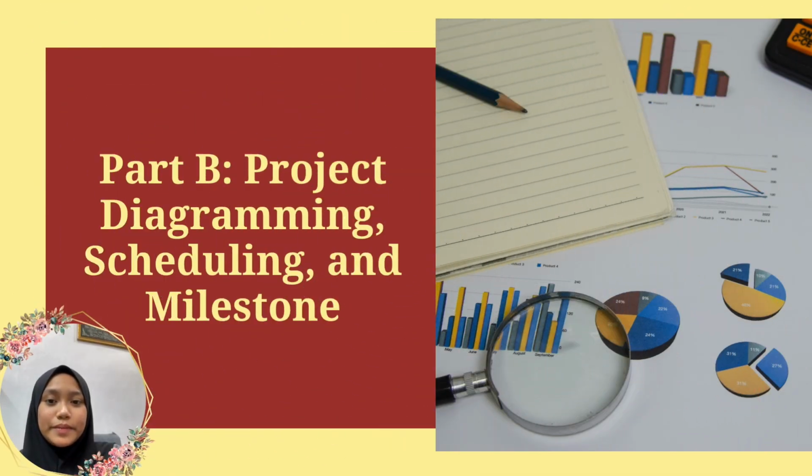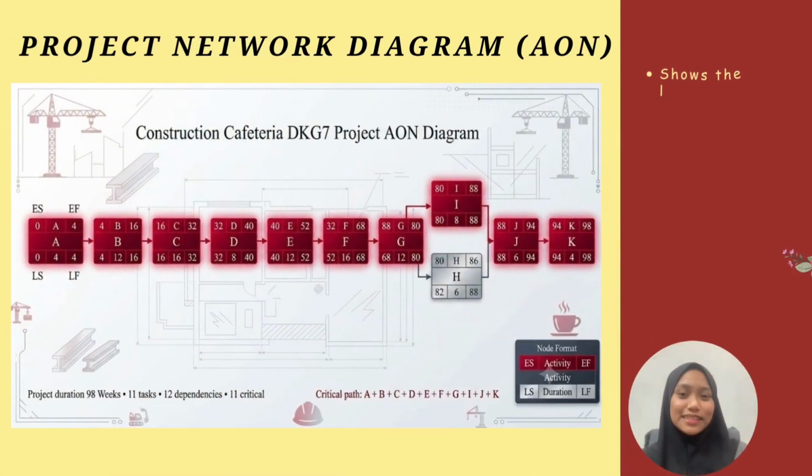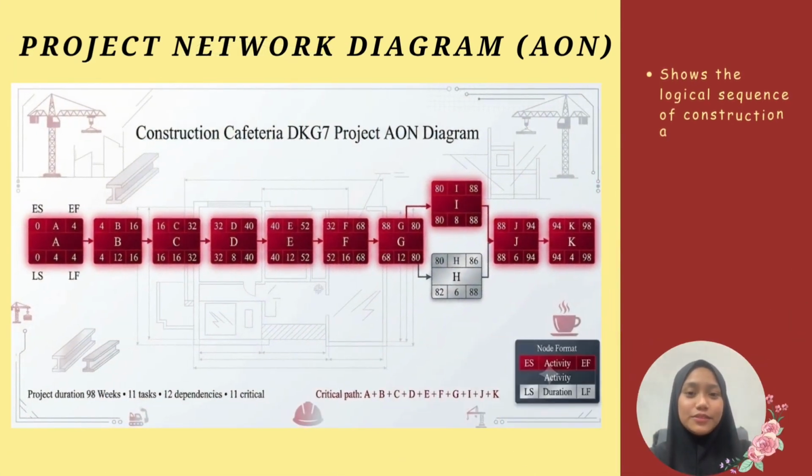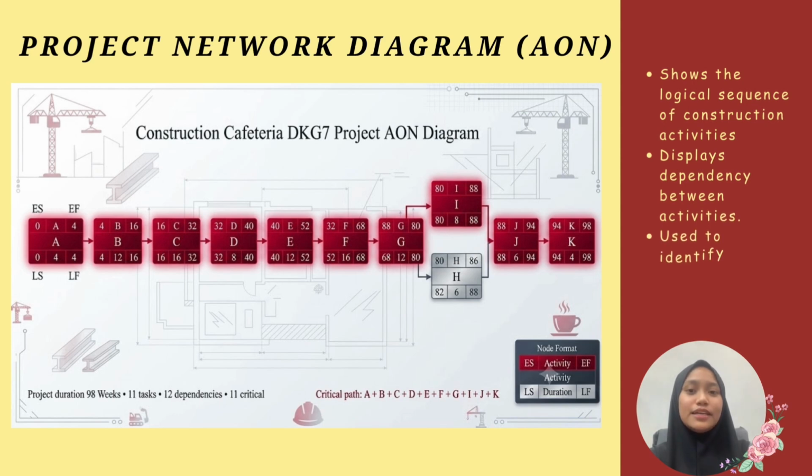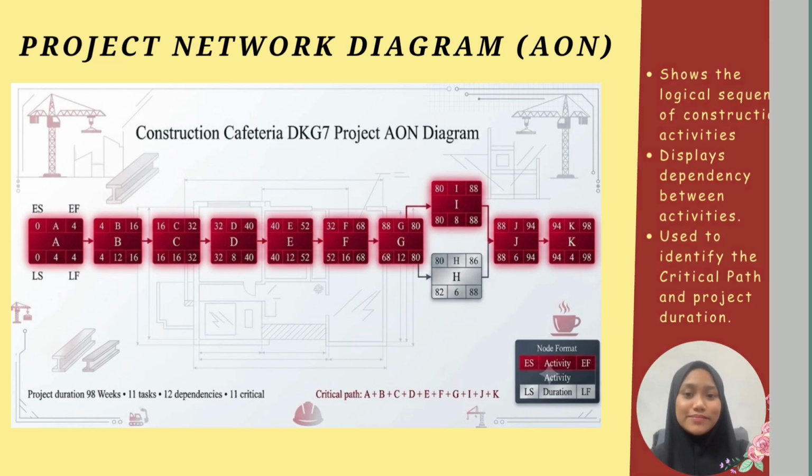Next, we move to Part B, Project Diagramming, Scheduling, and Milestone. This slide shows the Activity on Node or AON diagram for the DKG7 Cafeteria Construction Project. Each node represents one activity while the arrows indicate the dependency between activities. From this network, we identified the critical path, which is highlighted in red. The critical path is the longest sequence of dependent activities and determines the overall project duration. Any delay in these activities will delay the entire project.